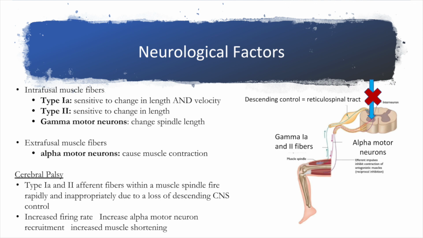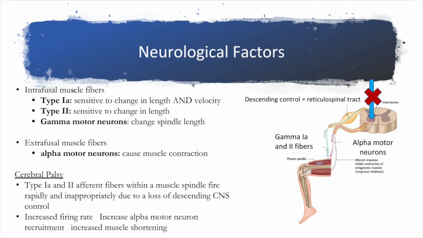These afferent pathways synapse in the spinal cord and cause activation of gamma and alpha motor neurons. The gamma motor neurons will adjust the length of the intrafusal fibers to accommodate the change in length of the whole muscle, and the alpha motor neurons cause muscle contraction, or muscle shortening.